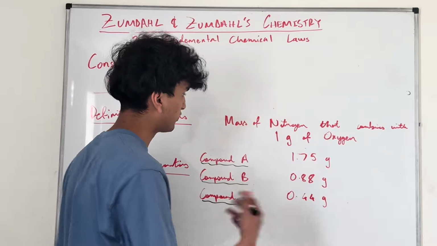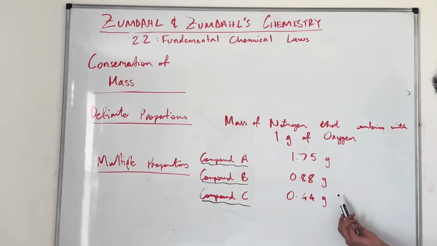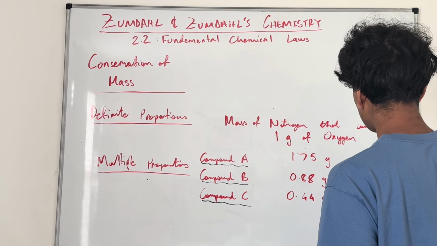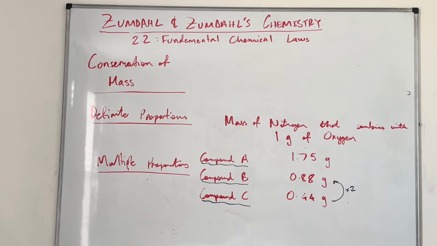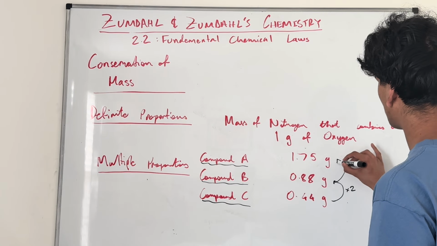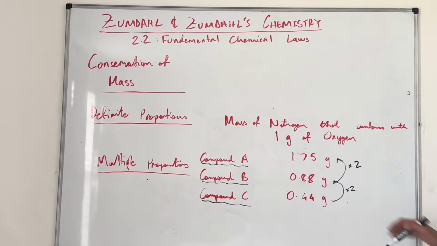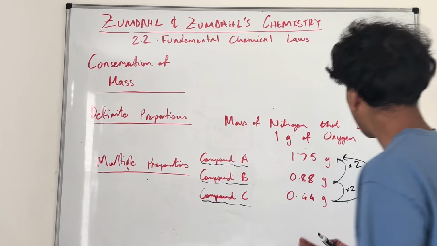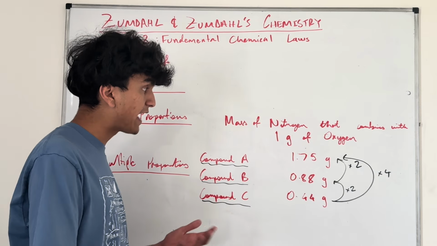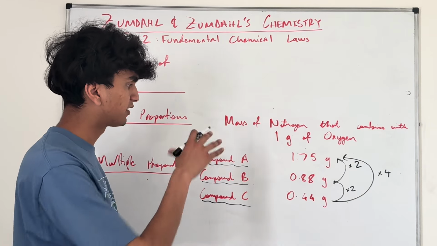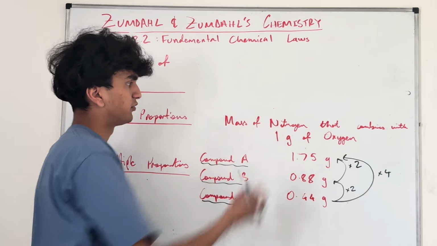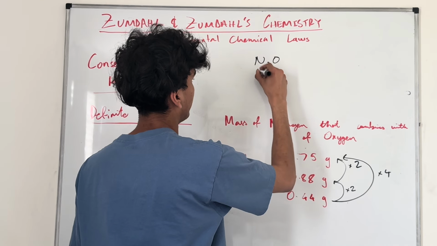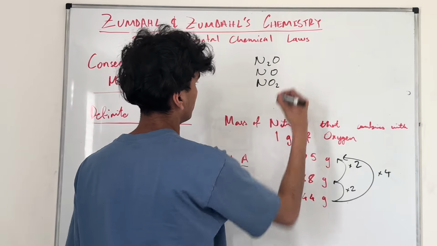But then what this law is saying is, hey, for compound B, it's using twice as much nitrogen. From compound A to B, it's using twice as much as well. And then from C to A, that would obviously be times 4. So that's a very clean jump, and that kind of makes sense. Let's think about the molecules that could form between nitrogen and oxygen. You could have N2O, you could have NO, and then you could have NO2, right?